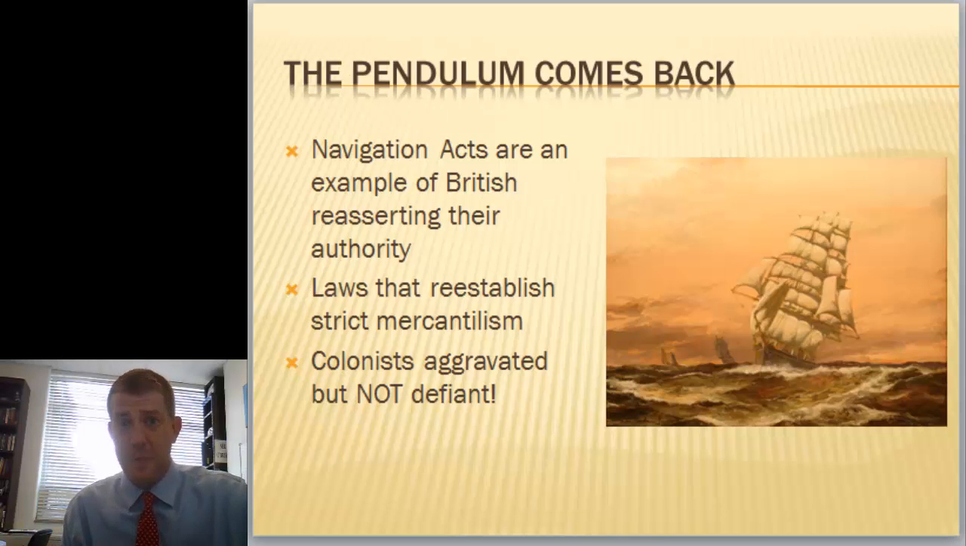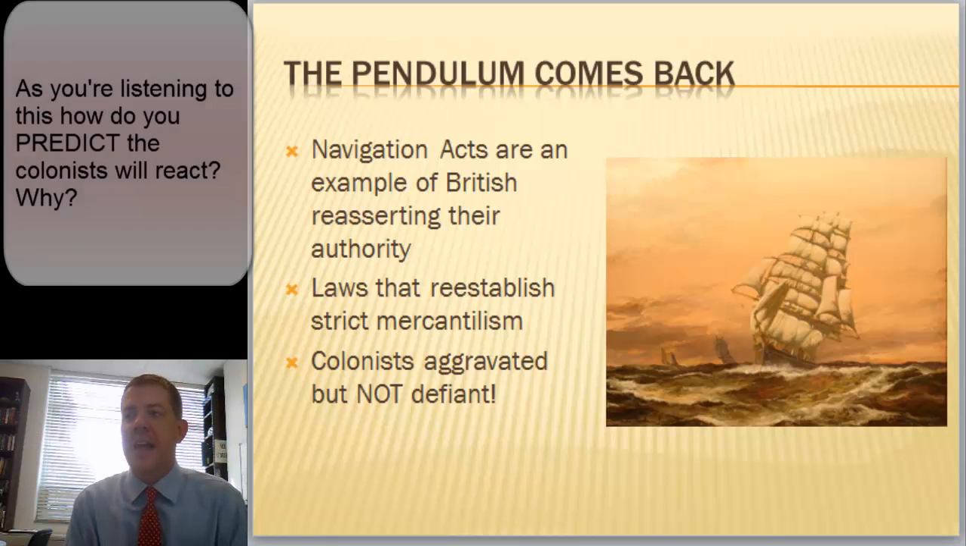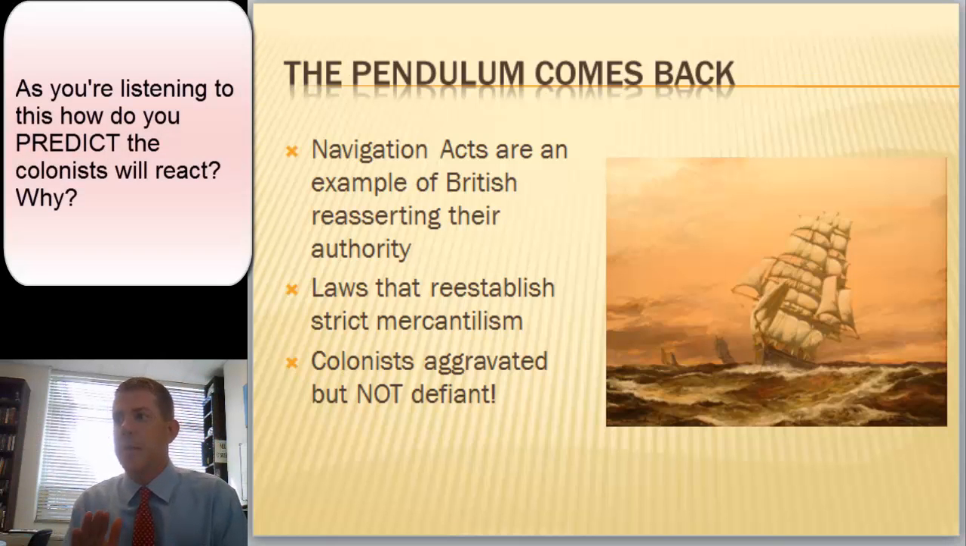They're kind of making their own stuff. They're starting to figure out that they need to make it on their own because we haven't been taking care of them. Well, the pendulum comes back, and the English begin to pass laws. The specific laws that I'm not referencing here are called the Navigation Acts. They begin to reassert their authority. And the purpose of this is to get mercantilism back in line.